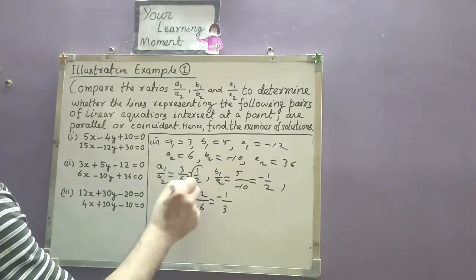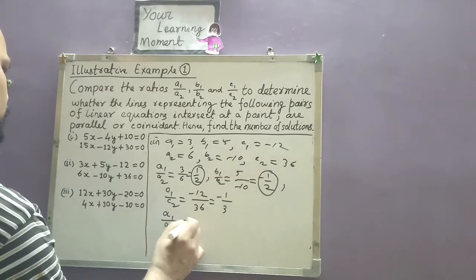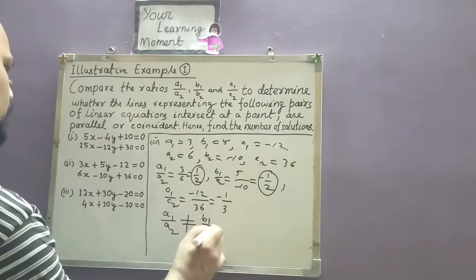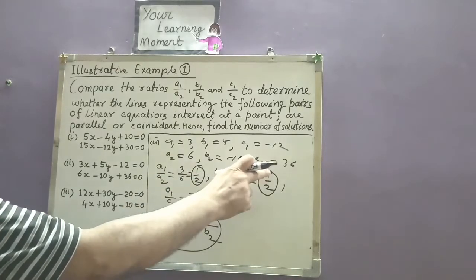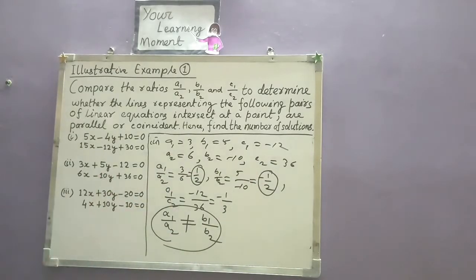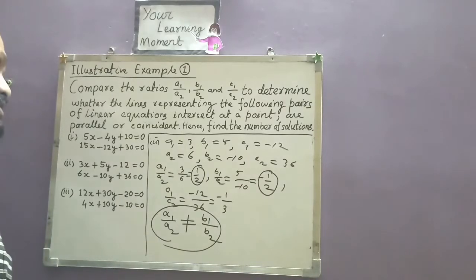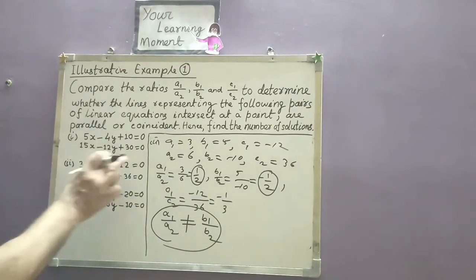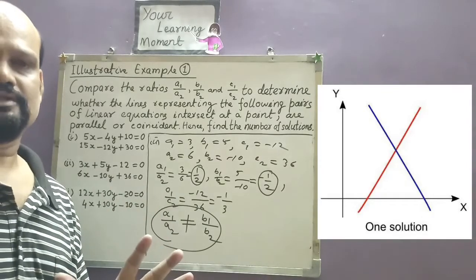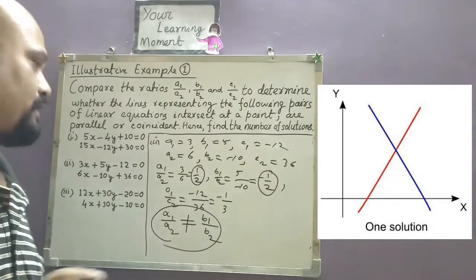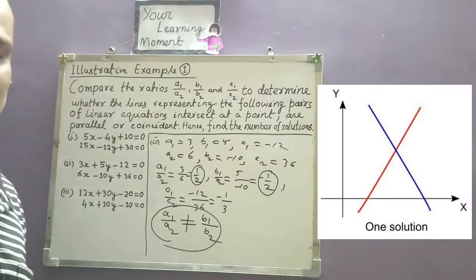Just look here: 1 by 2 and minus 1 by 2, meaning a1 by a2 is not equal to b1 by b2, because 1 by 2 is not equal to minus 1 by 2. So this condition is called a consistent pair of equations, meaning this pair of equations has one particular solution, and these lines always intersect at one point.